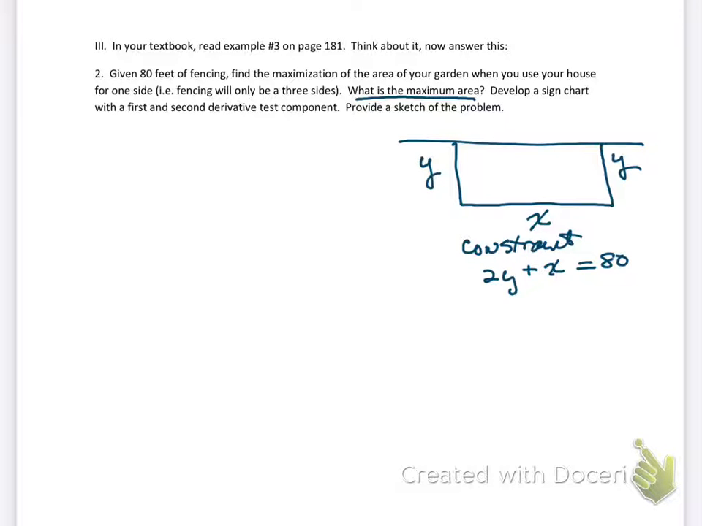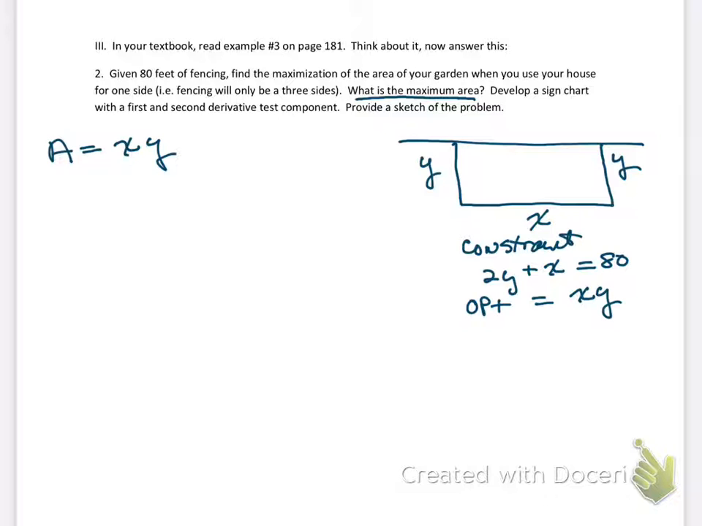And my optimization is going to be to maximize the area, and I know that area is length times width, and in this case it would be x times y. Okay, so my area, so let me call that area, is x times y. Once more, I can't do this problem until I get it into only one variable.